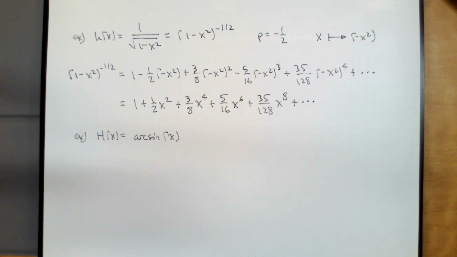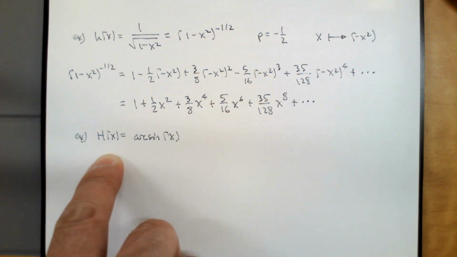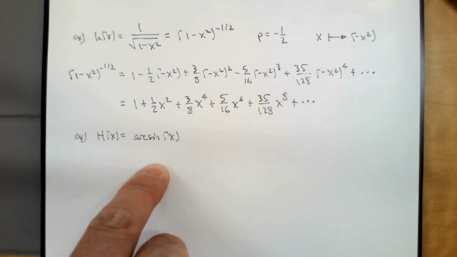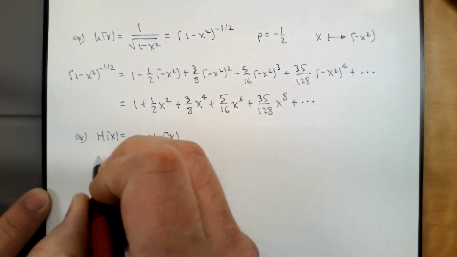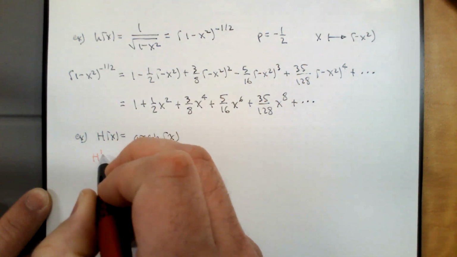So, I wonder why he called it capital H. Isn't arcsine related to this 1 over the square root of 1 minus x squared? And yeah, it is. The first thing we would do is find the first derivative.